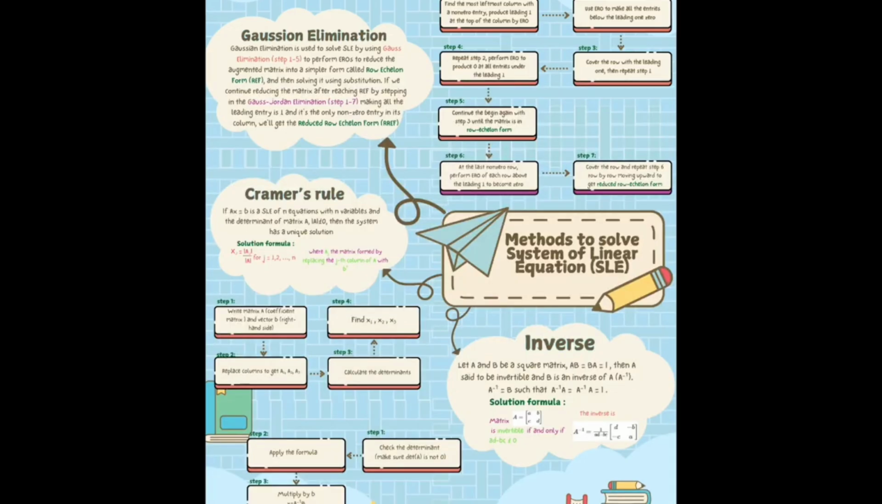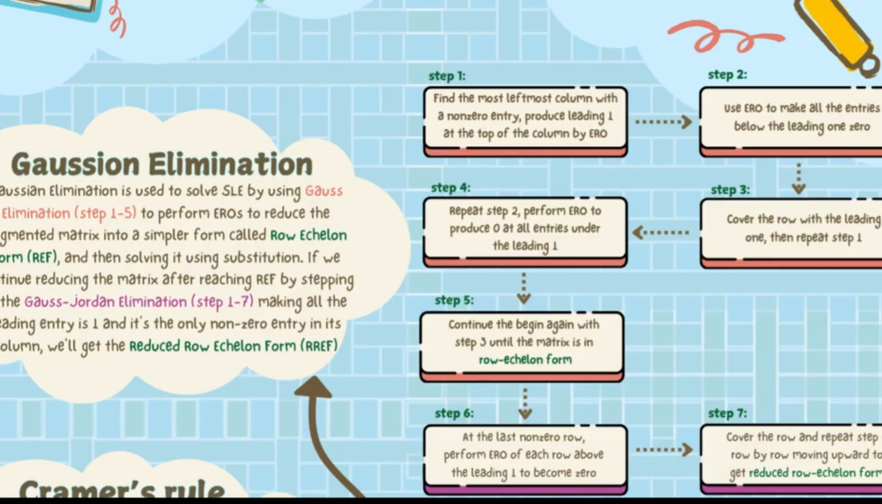Without further ado, let's start with row reduction. Based on the note, we've been introduced to two methods, which are Gauss elimination, which has 5 steps, and Gauss-Jordan elimination with 7 steps. In this video, we will focus on Gauss-Jordan elimination.